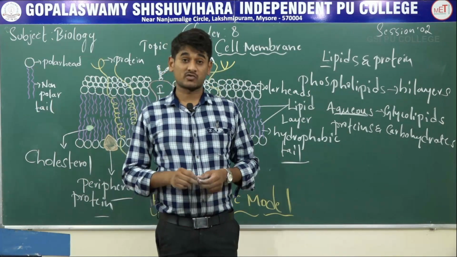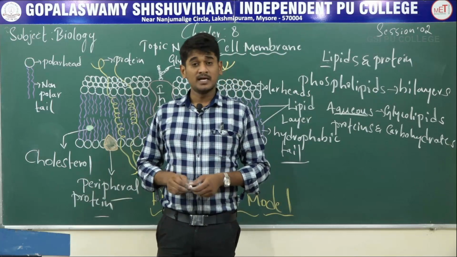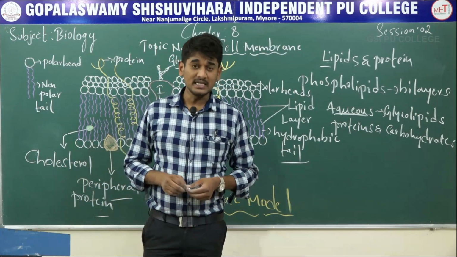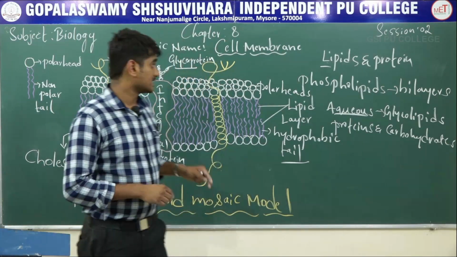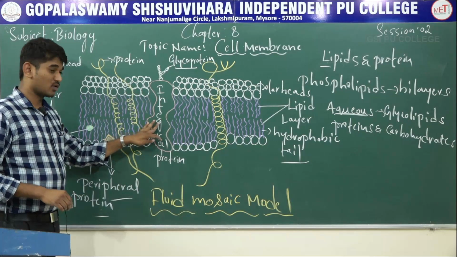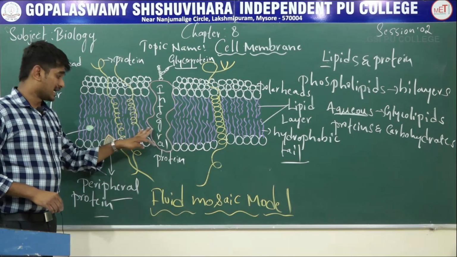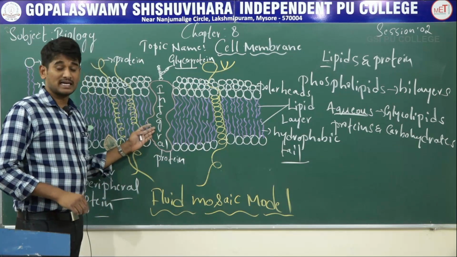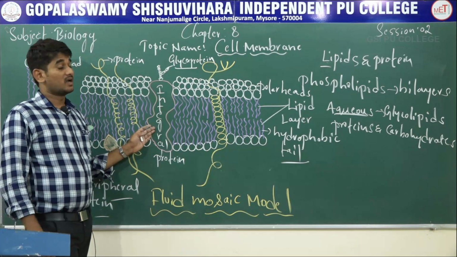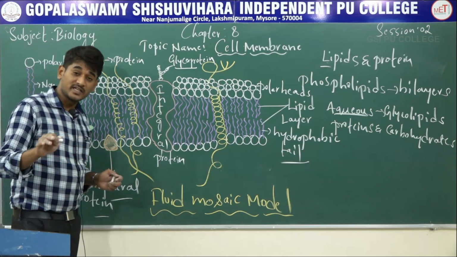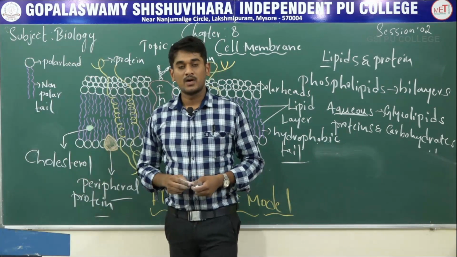Depending on ease of extraction, the proteins can be classified as integral proteins and peripheral proteins. In this picture we can observe the peripheral protein and the integral protein. The integral protein is partially or completely buried in the cell membrane. The peripheral protein lies on the surface of the cell membrane.